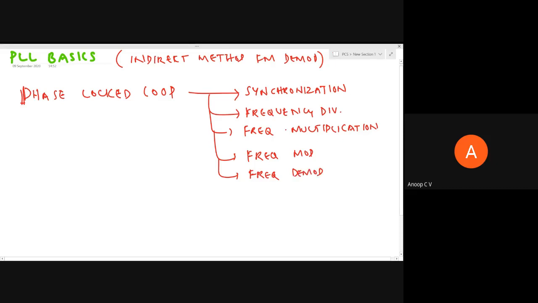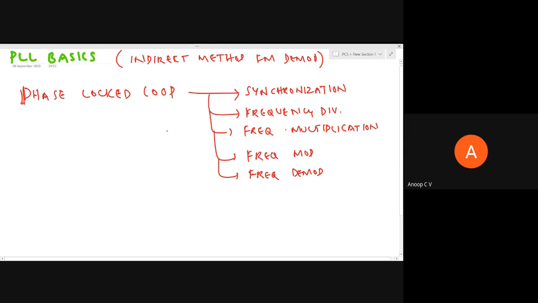It can be used for synchronization. I request everyone to make a note of what I'm writing here. Maybe I'll go a bit slow, right? You take it down as a note, so that it will be easy for you to prepare for the exam, right? So these are the applications.